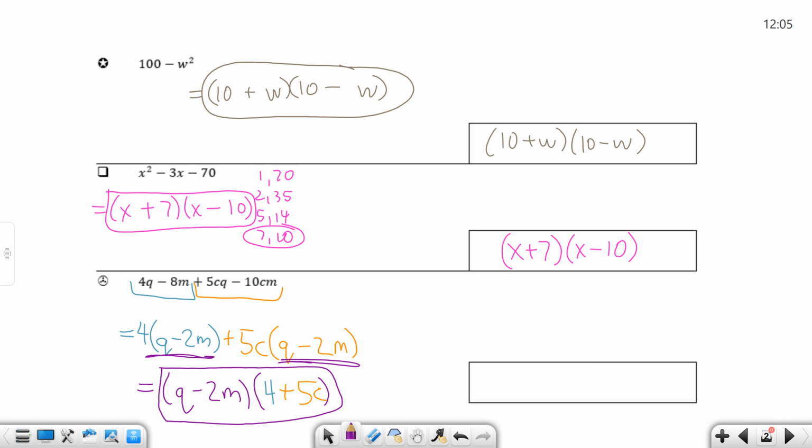Now, because look, that's in parentheses, that's in parentheses. There's no powers bigger than 1. There's nothing left that's a GCF. So you're good. Q minus 2M times 4 plus 5C.